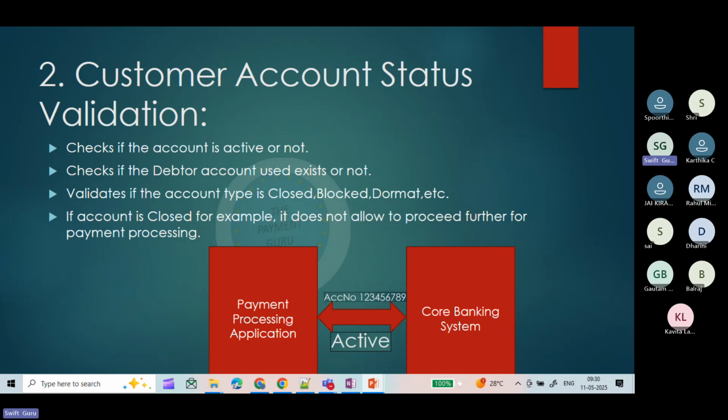The next validation or payment processing activity which it performs is account status validation.